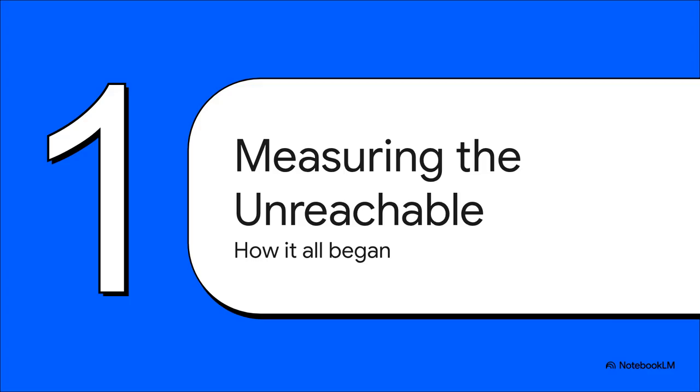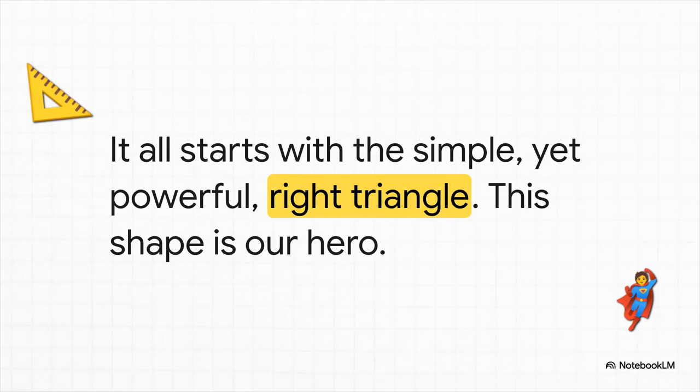Okay, so how does this ancient tool actually help us measure the modern world? Well, it all comes down to one simple, absolutely perfect shape. Meet our hero, the right triangle. Yep, this is it. It's just a triangle that has one perfect 90-degree angle, like the corner of a book or a tile on the floor. And this simple shape holds a secret, a kind of hidden language that connects its angles to its sides.